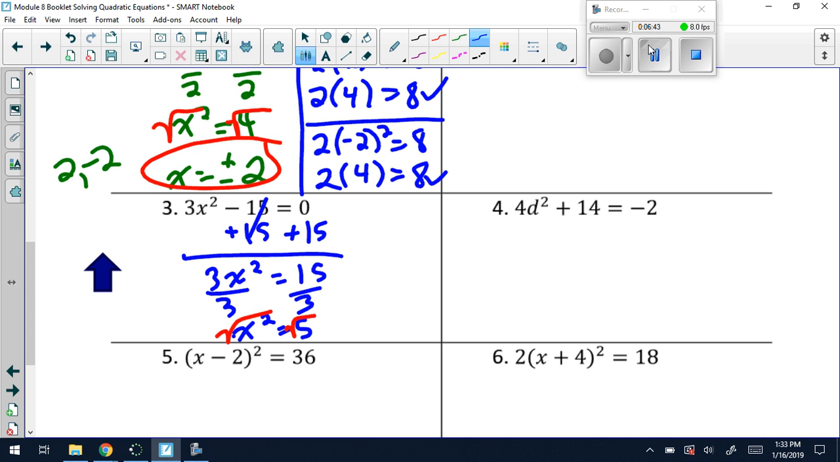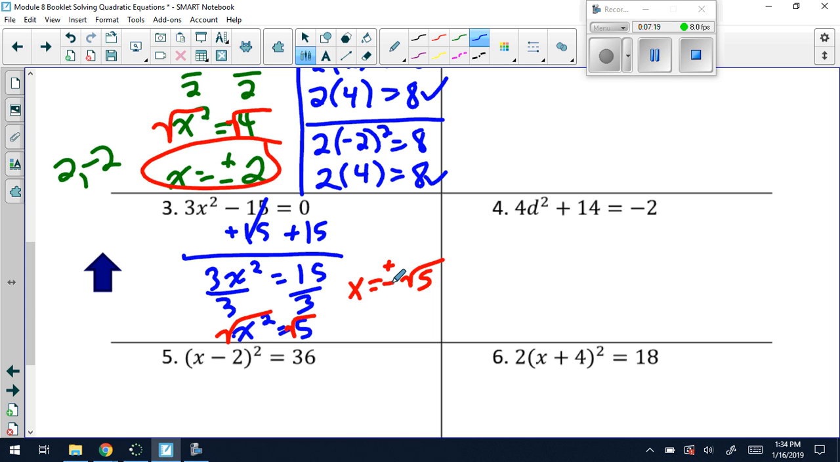Now some of you are probably thinking, I can't take the square root of 5. Actually, you can. It's not a perfect square, so when you do it, you're going to get a decimal. It's not going to be a nice, pretty integer. So you can either approximate, or you can just write your answer as the square root of 5. If you write it just as the square root of 5, which is the more precise way to write it, I would get x equals the square root of 5. Don't forget the plus or minus.